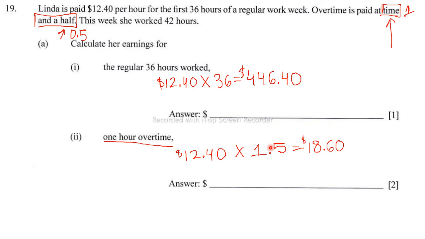Now, what if it said double time? What would we do? We times it by 2. Very good. What if it did say time and a quarter? Times it by 1.25. Yes, we would times it by 1.25.